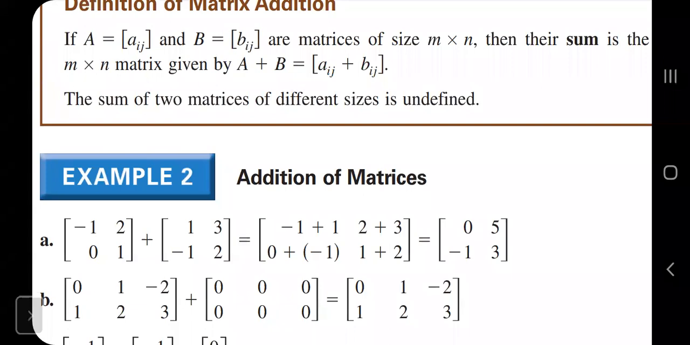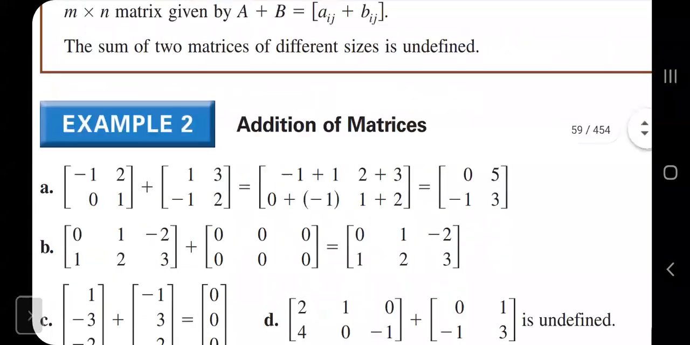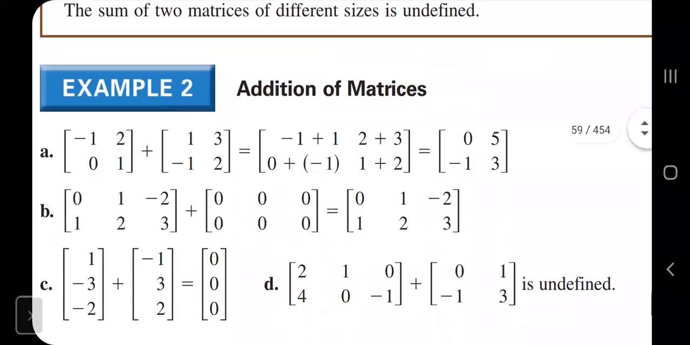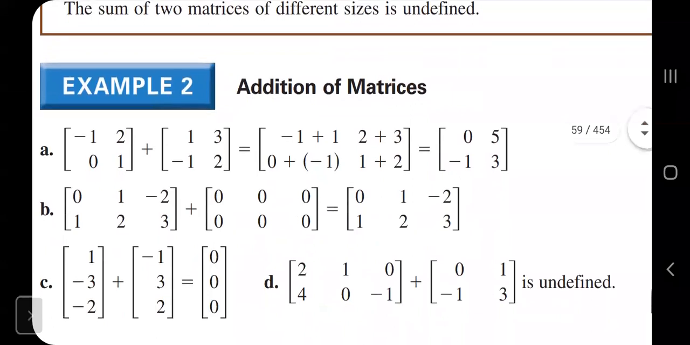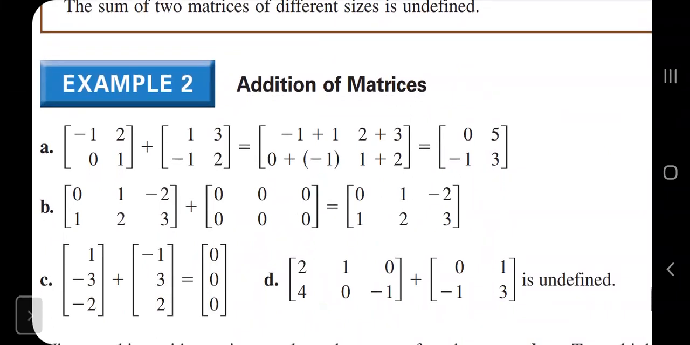Now see, same thing. Let's look at D. Example D, it's undefined. You know why? Because the first matrix is a 2 by 3, the second matrix is a 2 by 2, and I can't add a 2 by 3 and a 2 by 2. The only time you can add two matrices is if they are the exact same size, just as we said before. That's why I first started with equality of matrices.